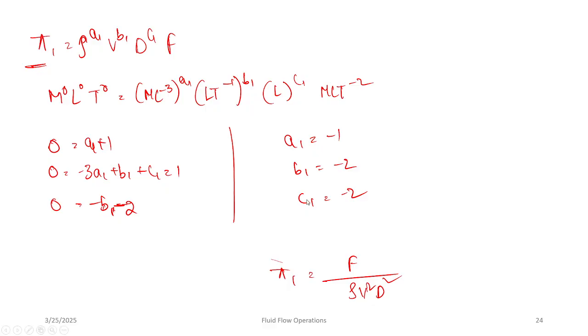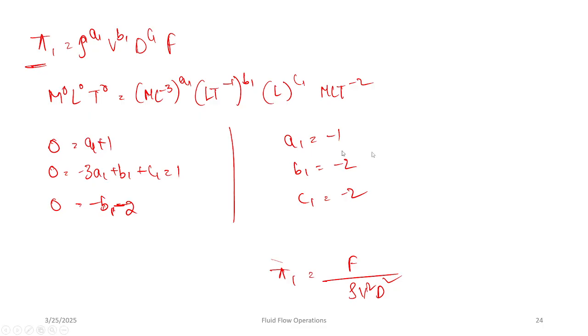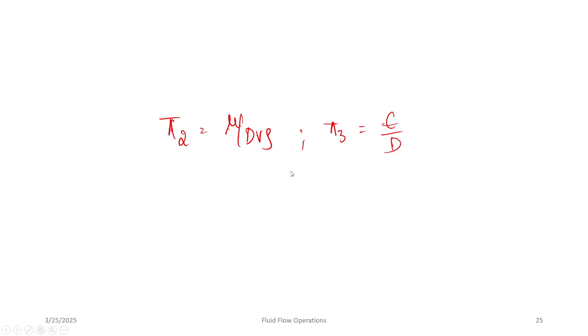Similarly, if we solve for pi 2 and pi 3, we will be getting pi 2 as mu by d v rho, and pi 3 will be epsilon by d. You just have to equate them similar to what we have done for pi 1, and then you'll be getting pi 2 and pi 3.